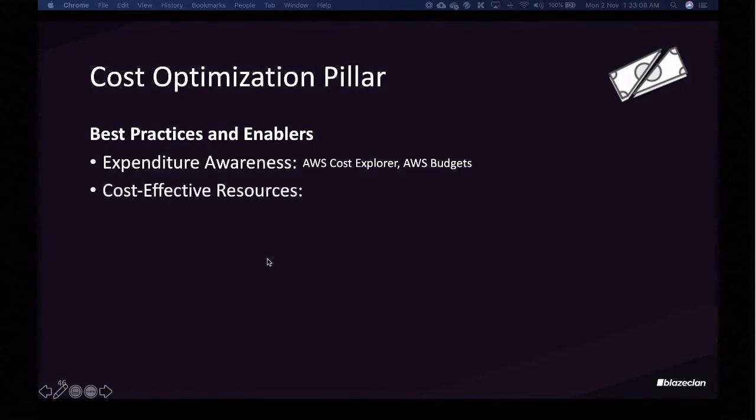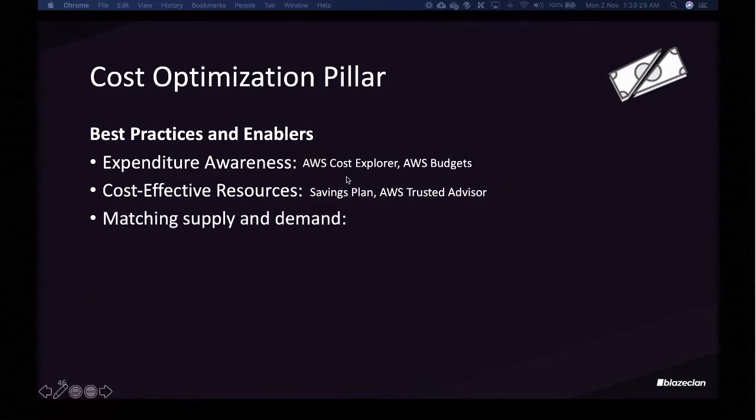Enabling your ecosystem to have cost-effective resources, right? You can use savings plan RI, so it's a logical component to it, where you could commit for a certain period for a better cost, or use AWS Trusted Advisor in a way for you to get the right feedback and right input based on the backend KPIs that they are able to monitor for you.